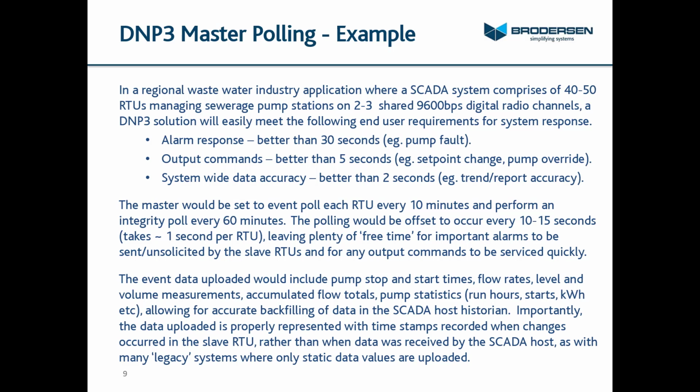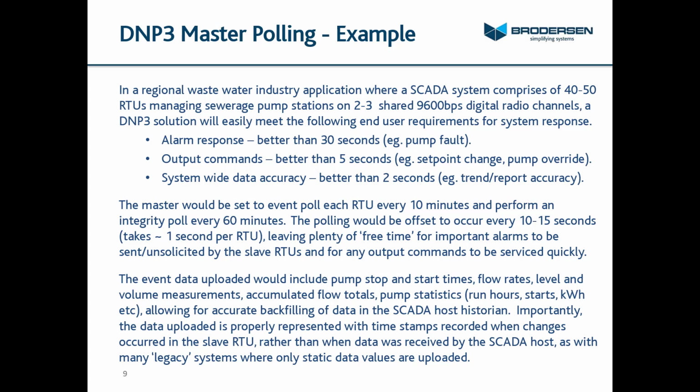So in these types of systems, the master might poll the slave RTU anywhere between every 30 seconds to every 10 minutes, but typically requesting event data, so unread events, and less often it would request an integrity poll, so it would also get the static data. That leaves plenty of free time for important alarms to be sent unsolicited by the slave.